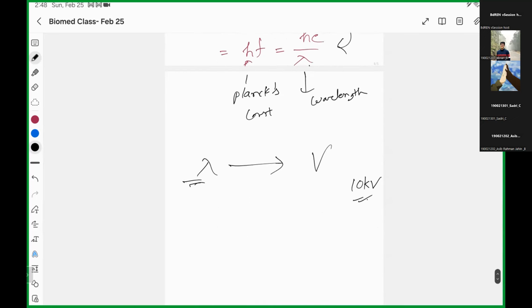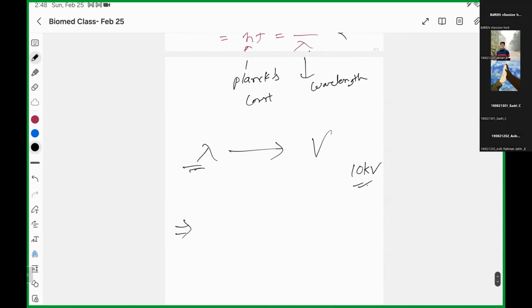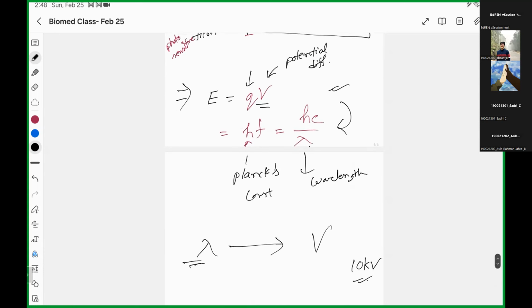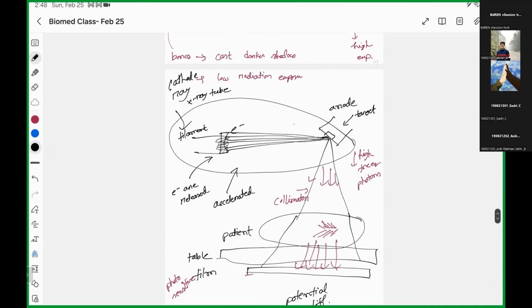But here is the catch. The problem is, ideally, we assume 100% conversion efficiency. You see the electrons are passing through this one, so you have the kinetic energy of the electrons. After it hits the anode, it emits this radiation. But not all the energy of the electron will be radiated as high frequency photons.